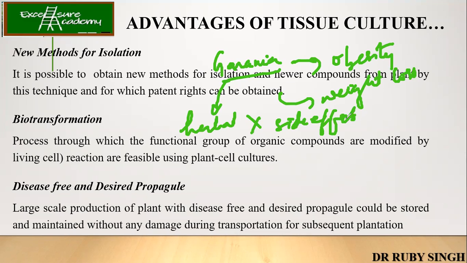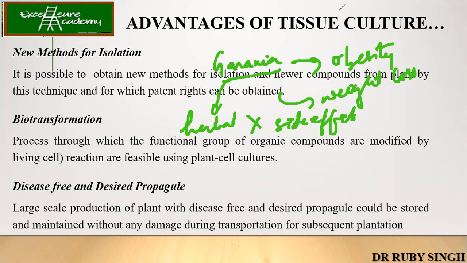So if you work in this field, in plant tissue culture, and by chance you are able to find a new drug or metabolite which helps in treating cancer, diabetes or obesity, just imagine what amount of market value you will have then, right?